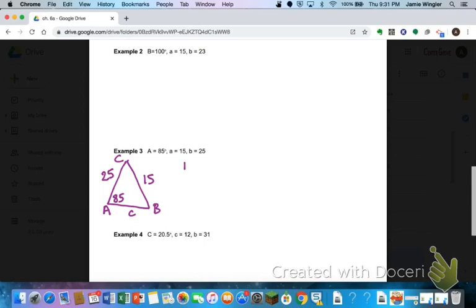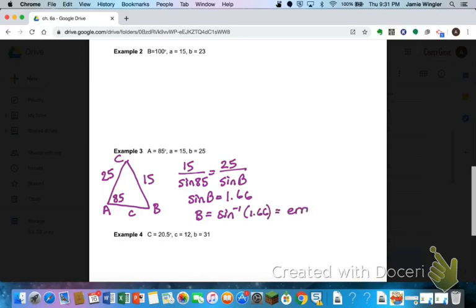So I'm going to set this up 15 over the sine of 85. Remember, the angle always goes with the sine, equals 25 over the sine of B. So as I'm working through this, I get the sine of B equals 1.66. So when I take the inverse sine of 1.66, I get an error.